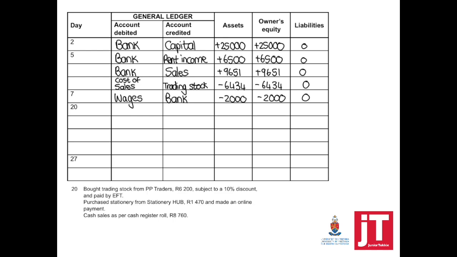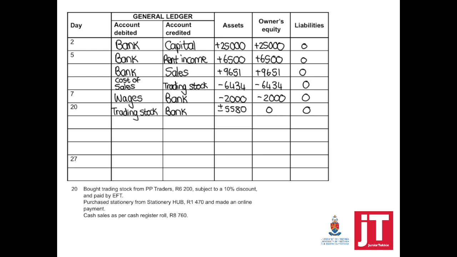Day 20, there's a few transactions that happened on day 20. The first one, bought trading stock from PP Traders, 6,200. This was subject to 10% discount. Go back to the earlier calculation. How do we calculate the amount after discount? Take 6,200 times 90%. So when we're buying, it means bank is credited, account debited, trading stock. Both is classified as a current asset, and that's why our assets will be plus minus. Nothing with owner's equity, nothing with liabilities.